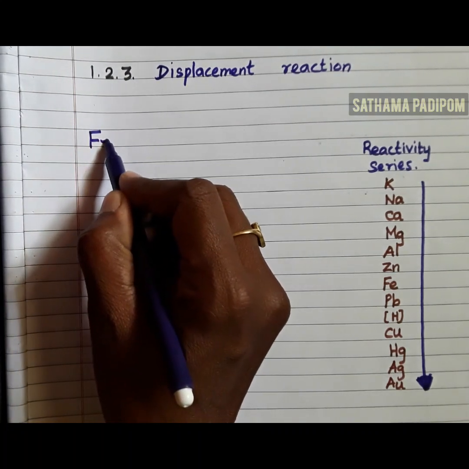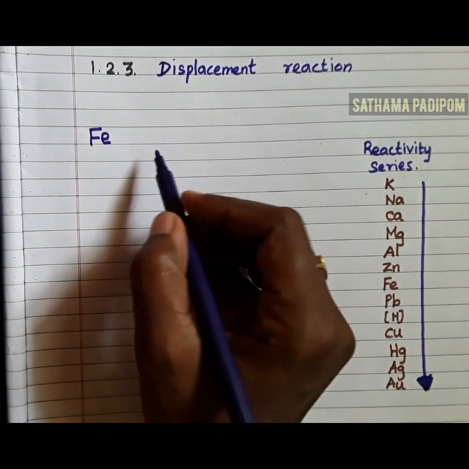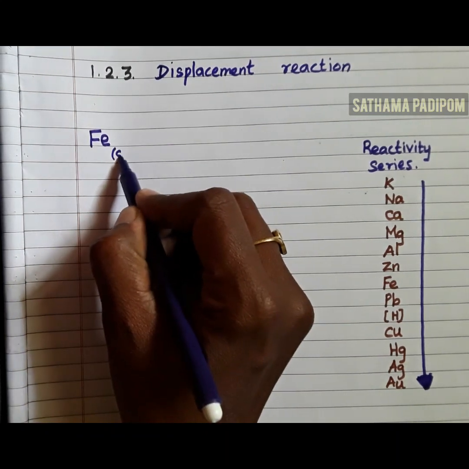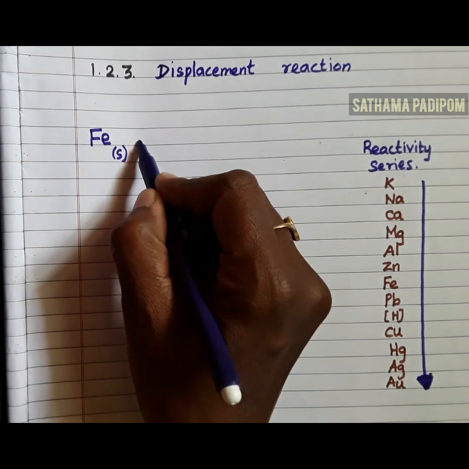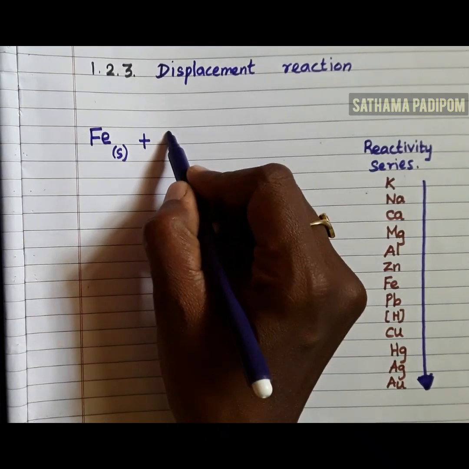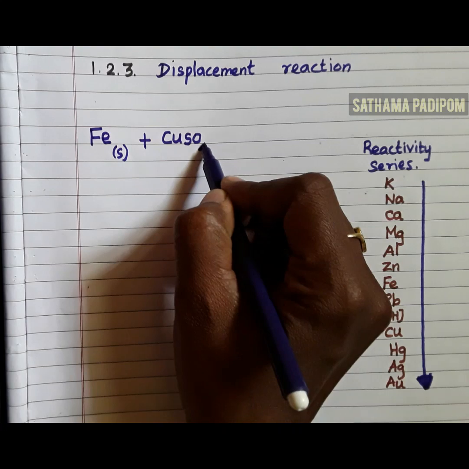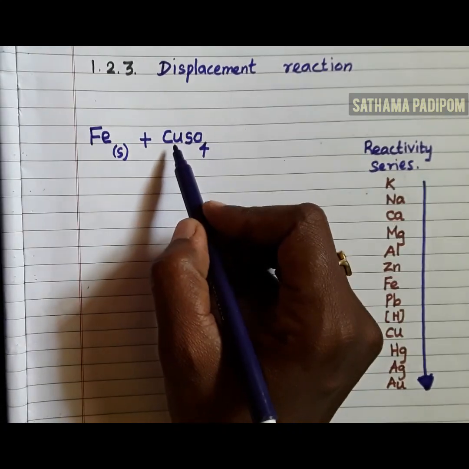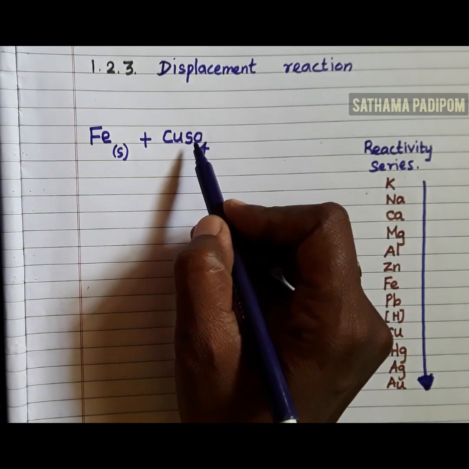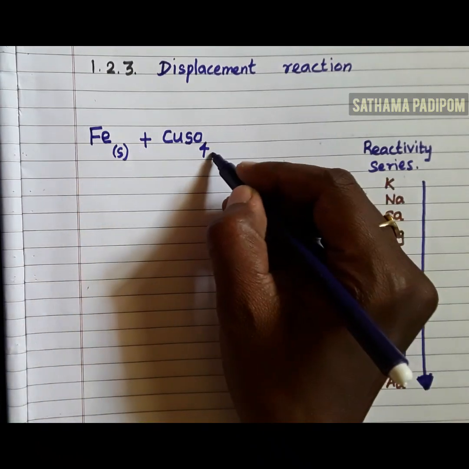So first one is iron. What is the symbol for iron? It is Fe. It is in the solid state. When iron reacts with copper sulfate, the formula for copper sulfate is CuSO4. It is in the aqueous state.